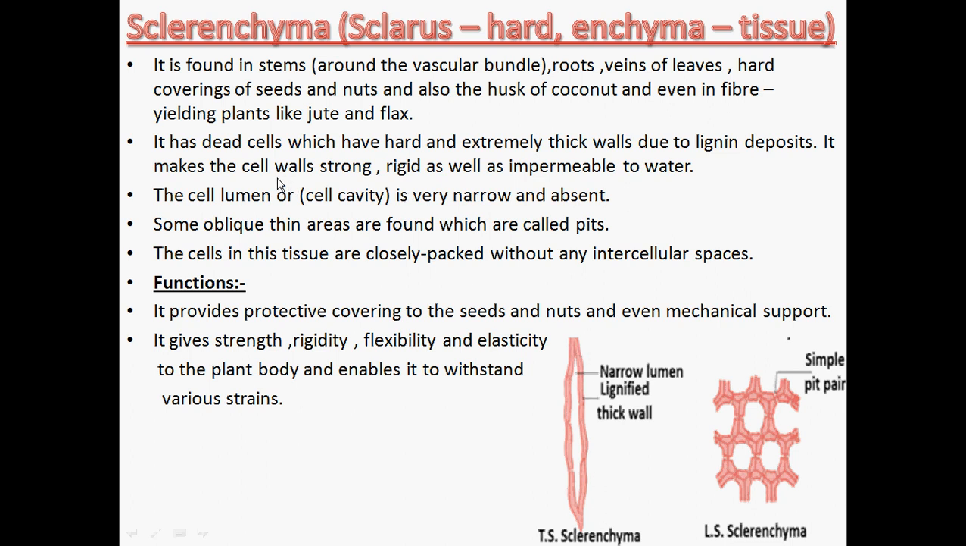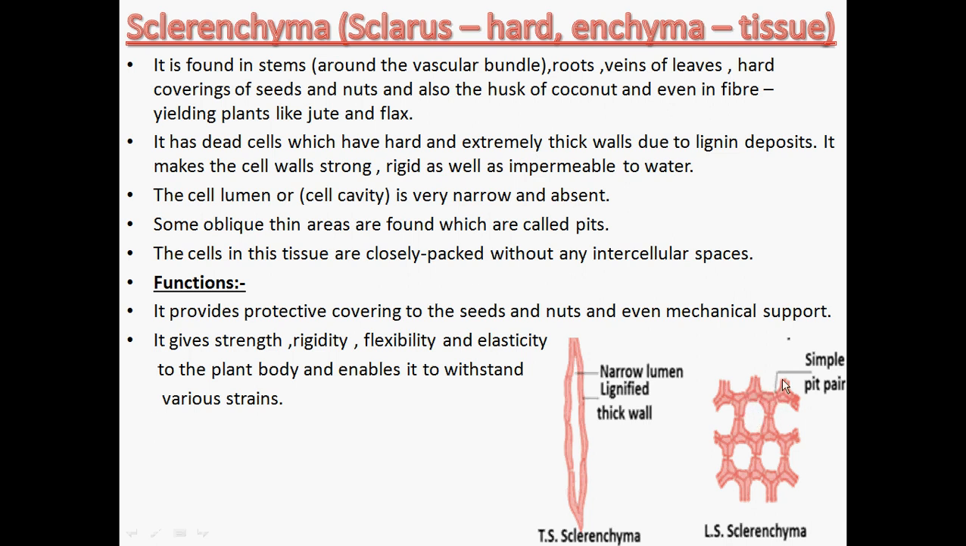Because of its lignin, the cell wall is strong and rigid, as well as impermeable to water. The cell is impermeable to water, because of which the living protoplasm is not present in sclerenchyma tissues, and the cells are mostly dead. And the cell lumen, or the cell cavity, is very narrow or absent. You can see this. This is the cell lumen which is inside this cell. It is very narrow and mostly absent because of the strong thickening of the walls with lignin.